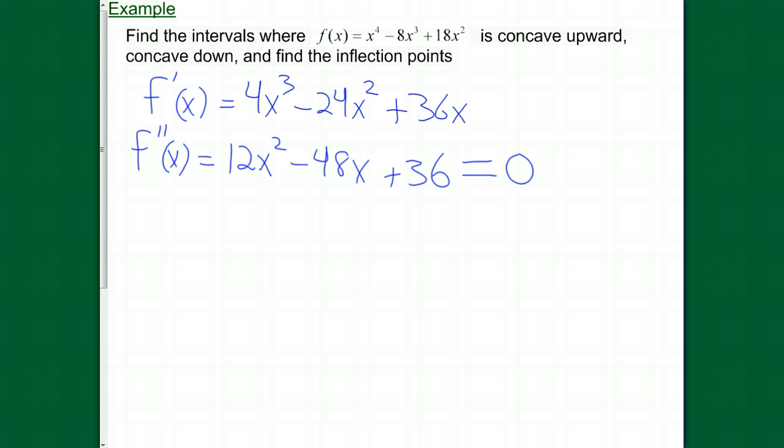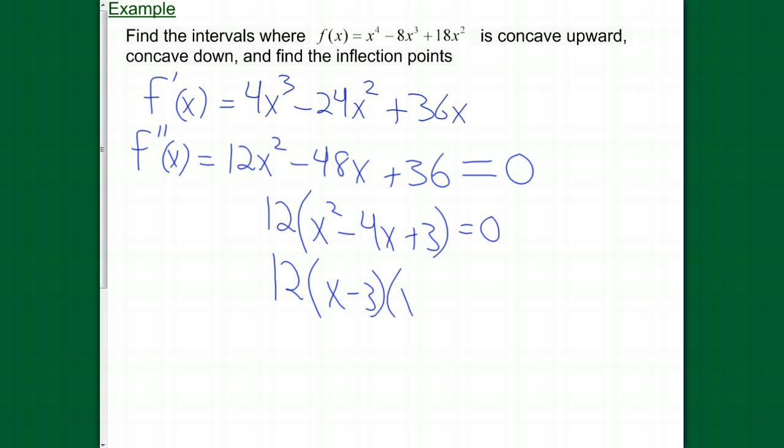So when we set this quadratic equal to 0, the first thing I notice is 12 is a common factor. So I'm going to factor it out. That gives us x squared minus 4x plus 3 equal to 0. That quadratic that's left over factors as (x minus 3)(x minus 1), which gives us zeros of 3 and 1. So these are our inflection, not necessarily points. Actually, yes, because we don't have any vertical asymptotes, these are our inflection points.